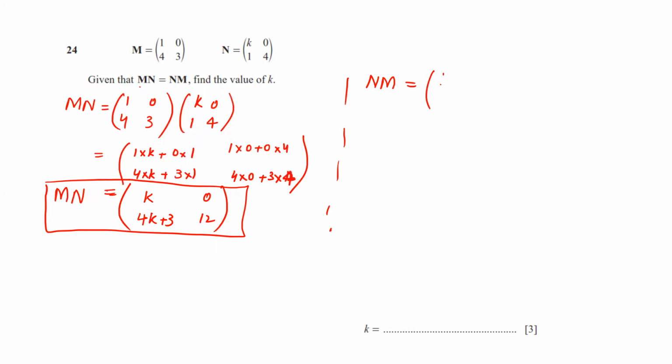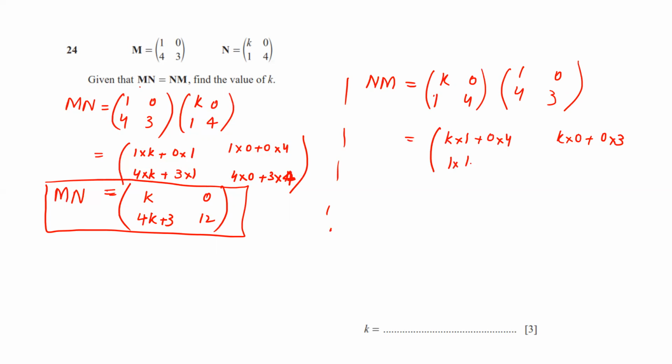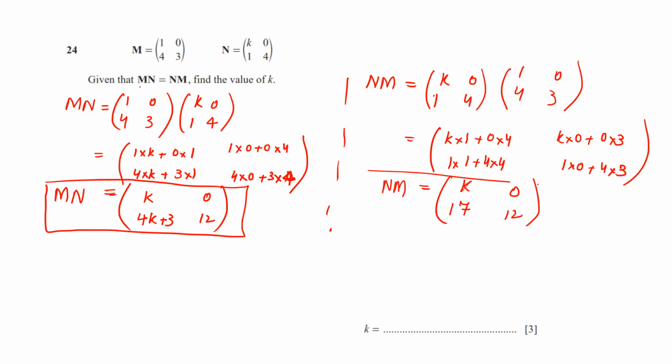So remember, first is N: k, 0, 1, 4, multiplied by 1, 4, 0, 3. So we have to multiply these two matrices. k into 1 plus 0 into 4, this is the first. Then k into 0 plus 0 into 3. Then 1 into 1 plus 4 into 4. Then 1 into 0 plus 4 into 3. So it comes out to be k, 0, 1 plus 16 is 17, and 12. So this is N cross M.